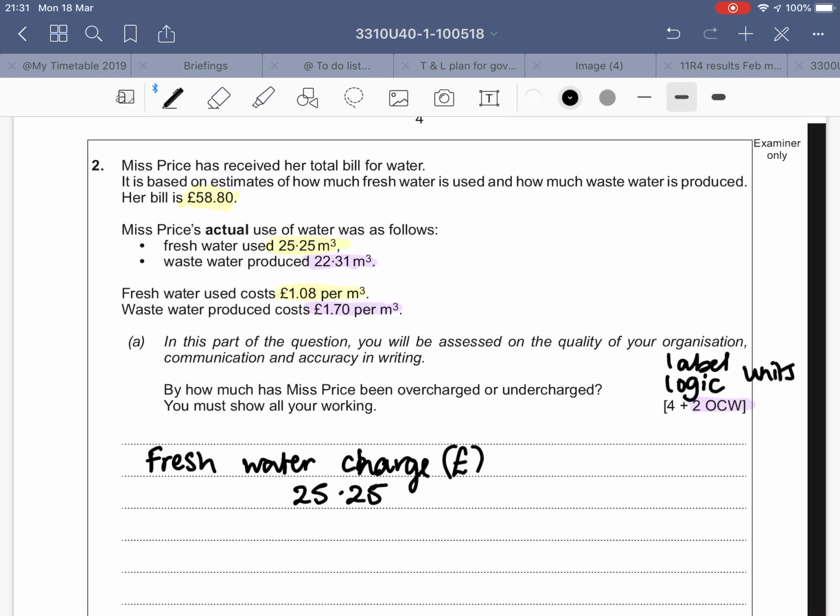25.25 is the amount that she used, multiplied by £1.08 gives me £27.27. So there's my freshwater calculation.